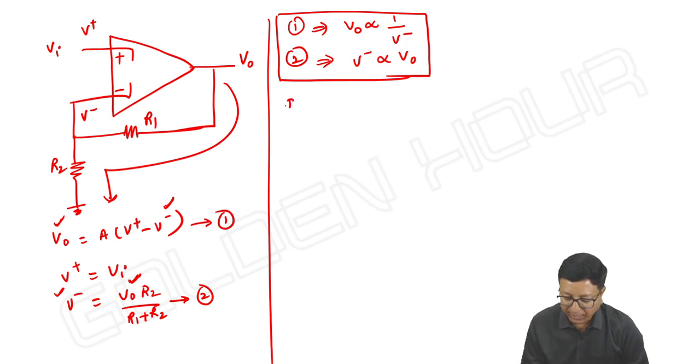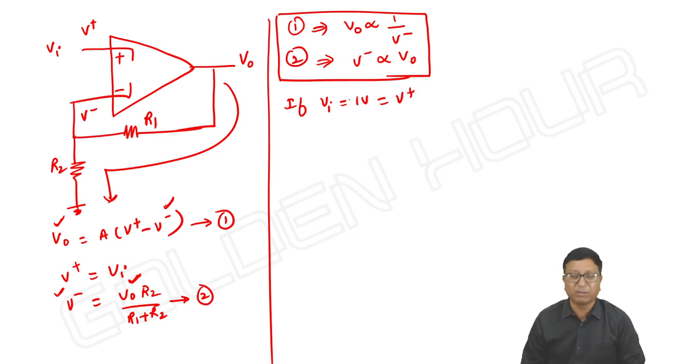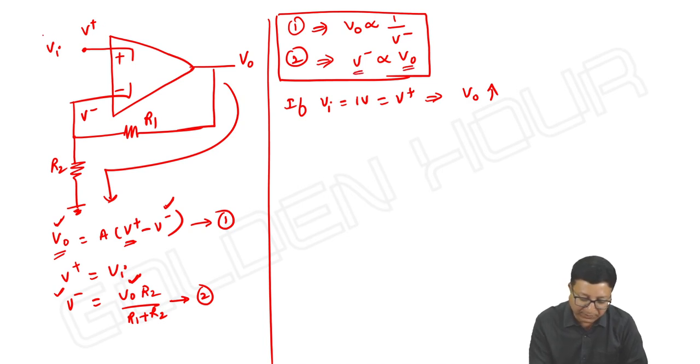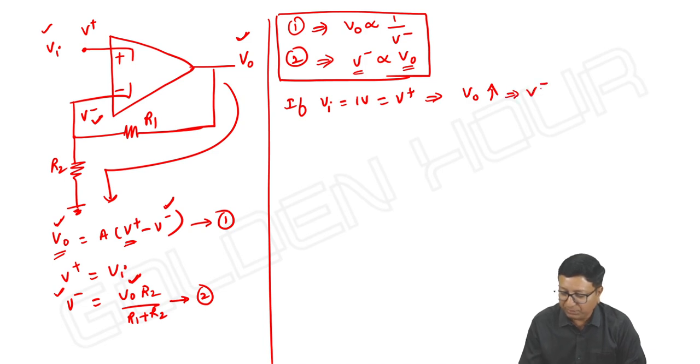Now I am applying some input. VA is equal to 1 volt, meaning V plus is equal to 1 volt. I am giving here some 1 volt. Then V plus is increasing, meaning definitely V output will increase. Because of this V input, V output is increasing. If V output increases, what happens to V minus? It is V output into R2 by R1 plus R2, which implies V minus will also increase. Anyway, the input is constant at 1 volt. Keep it aside. If V minus increases, what happens to V output?